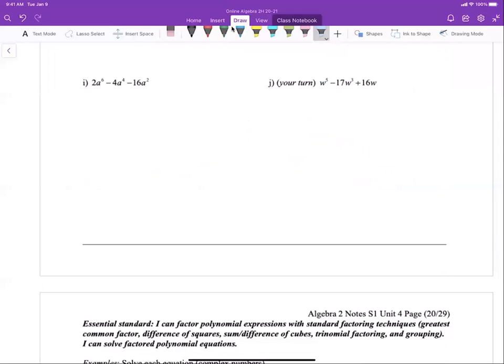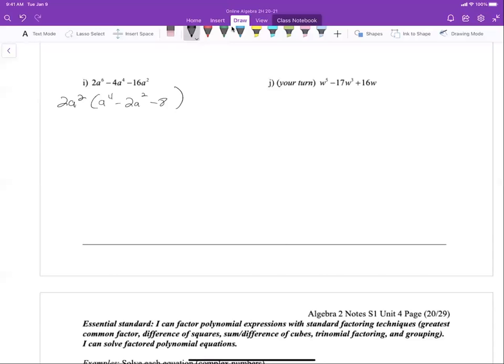We have, first, I should see that I have a 2 in common and I have an a squared. So I need to pull out a 2a squared, which will leave me with a to the 4th minus 2a squared minus 8. So if I divide out 2a squared, then another way to check is if you multiply 2a squared times a to the 4th, I get 2a to the 6th, and so forth. So you can double check when you pull out your greatest common factor.